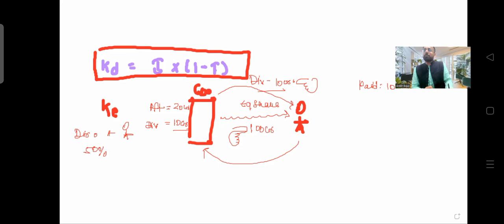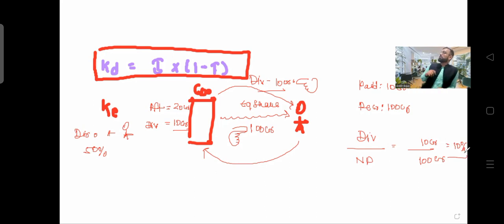And how much has the company received when it issued equity shares? 100 crore, right? So if I apply the simple formula, the formula is going to be dividend divided by net proceeds. How much have you received? You received 100 crore rupees, and for 100 crore you are paying a dividend of 10 crore rupees. So here the cost is going to be 10%. Are you able to understand? This is going to be the cost.